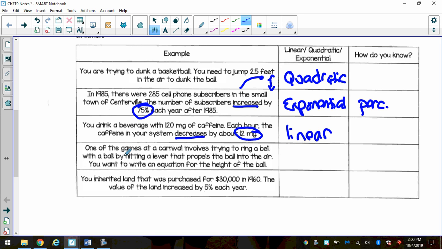The next one, we have a carnival game that involves ringing a bell, and it wants to write an equation. So it tells you that it propels it up into the air and comes back down. So that's going to be the shape of a parabola again. So that would be a quadratic. Again, I know it's that just because the shape the ball is going to have to go, it says. The last one tells us that we're having an increase of 5% again. So percentage increase is an example of an exponential model.